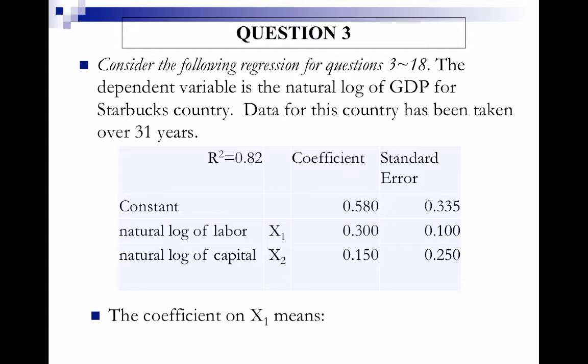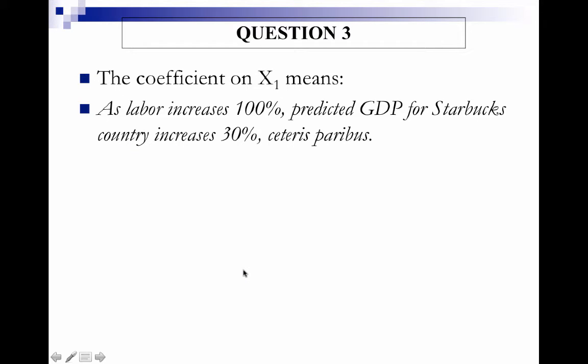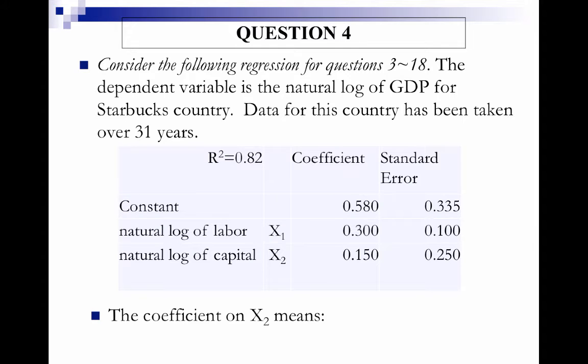So it's asking you what the coefficient on x1 means. So that's the coefficient on the natural log of labor. And so that means as labor goes up by 100%, predicted GDP for Starbucks country goes up by 30%, holding capital constant. And so for the next coefficient, on the natural log of capital, we can tell that as capital goes up by 100%, predicted GDP for Starbucks country goes up by 15%, holding labor constant.